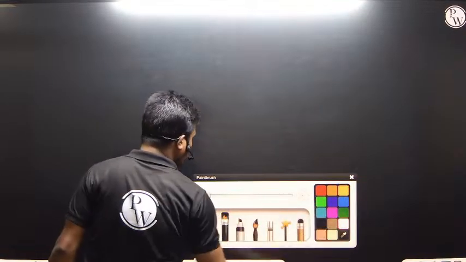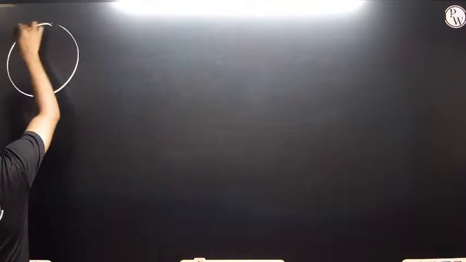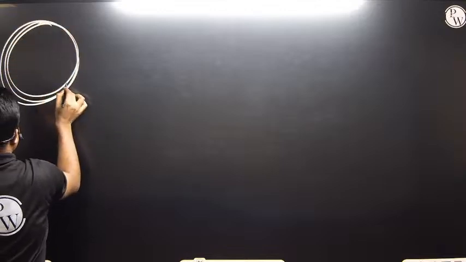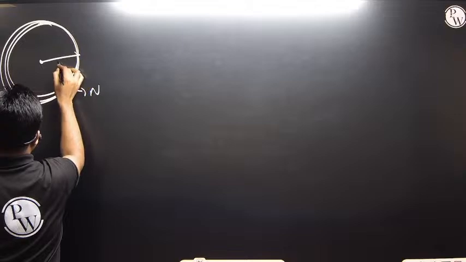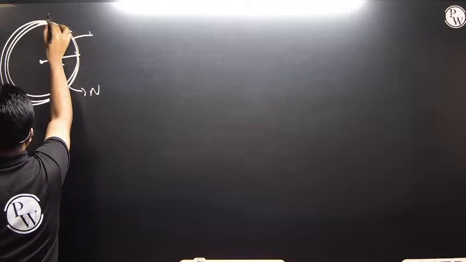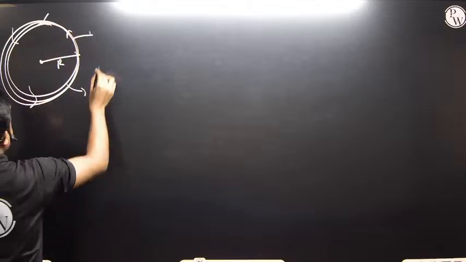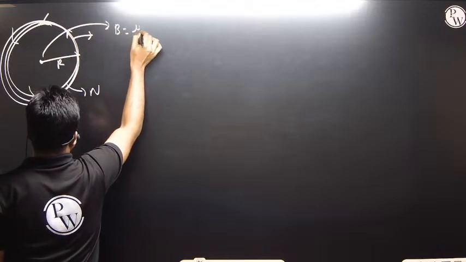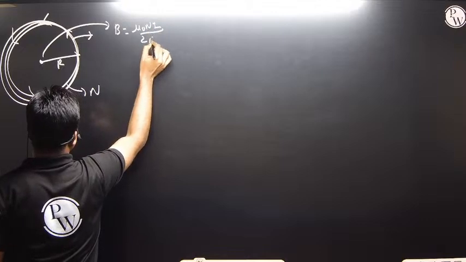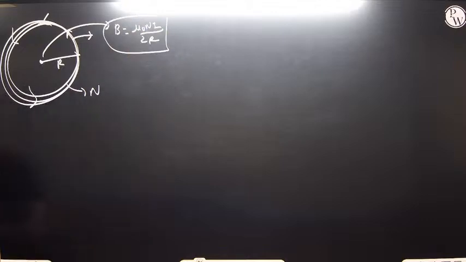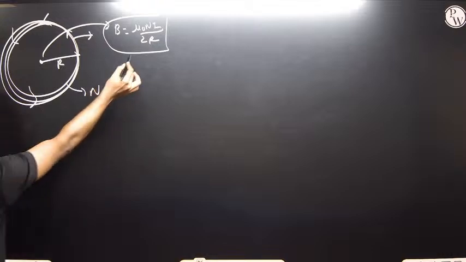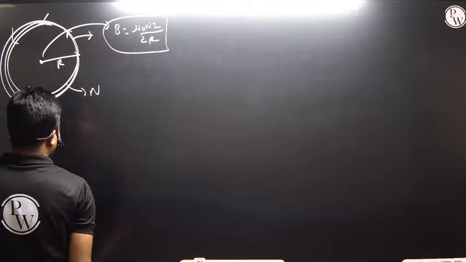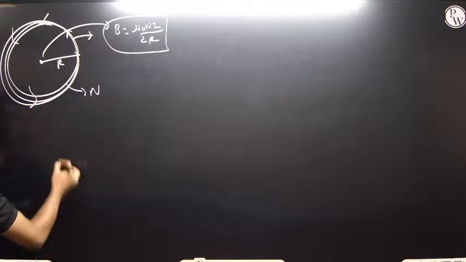Next, if we have a circular loop like this, one loop is there, and let's say the number of loops is n, and the radius of the loop is r. The loop is carrying current I. In this case, the magnetic field at the center is given by B equals mu naught n I divided by 2 r, where r is the radius. So B is mu naught n I divided by 2r, where n is the number of turns and I is the current flowing through it, at exactly the center.